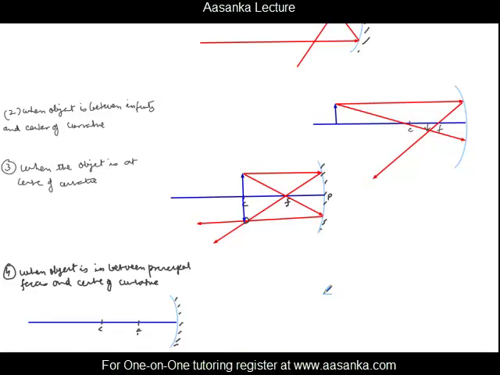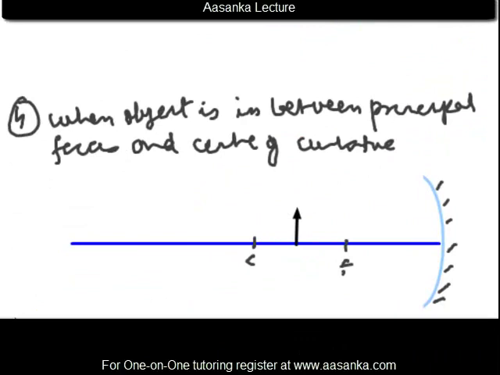The next case that we take is when the object is in between principal focus and center of curvature. So this is focus, this is center of curvature. Object, let's say, is somewhere here in between these two. Image location, basic principles will not change.